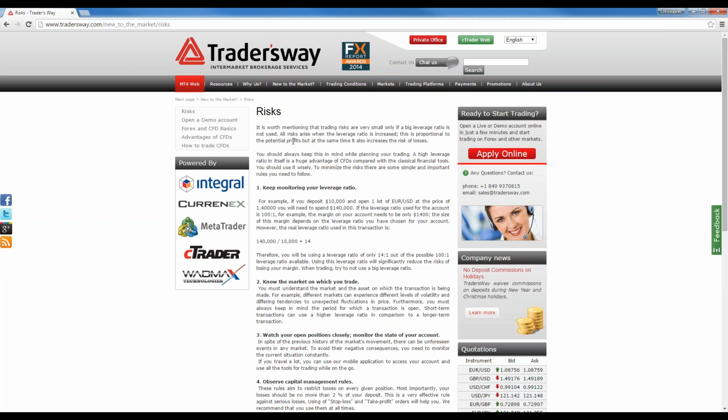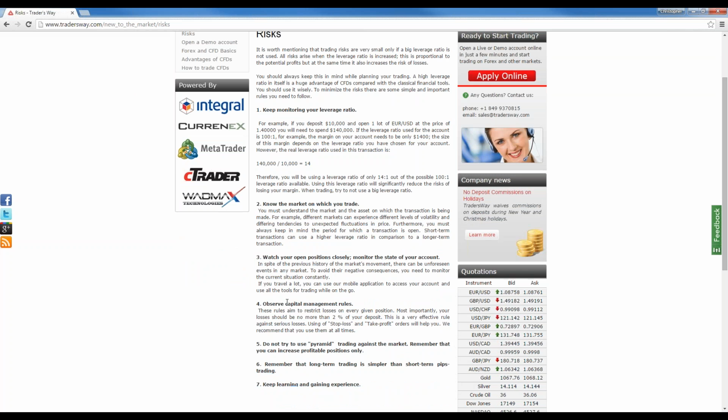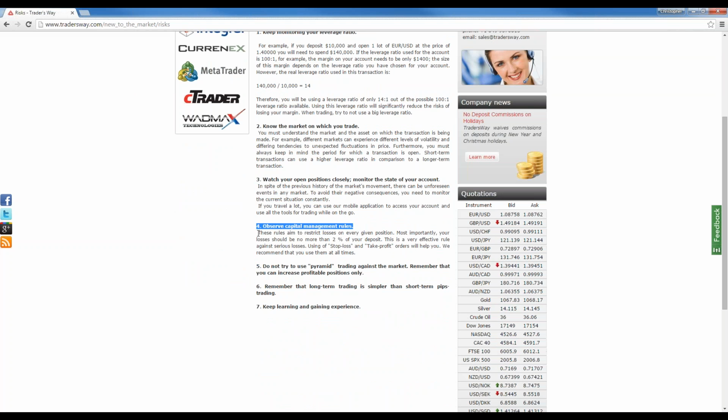Even a company like Trader's Way explains to you what leverage and margin is. But then right here on rule number 4, it says observe capital management rules. These rules aim to restrict losses on every given position. And then it says, most importantly, your losses should be no more than 2% of your deposit. So you're wondering, wait a second, I have $1,000 and it's telling me to only risk $20, 2%. Well, then why are they giving me 1,000 times leverage? That doesn't make sense, right?